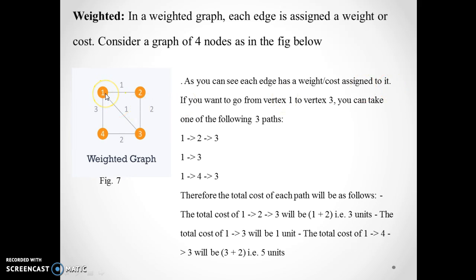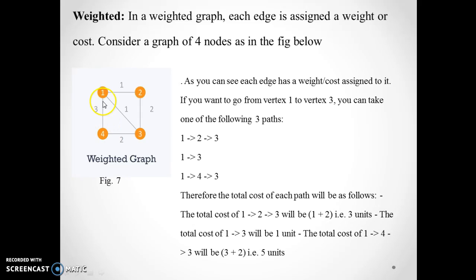If you want to go from vertex 1 to 3, you can take any of the paths. For example, to go from 1 to 3, there are 3 paths available. That is the path from 1 to 2, 2 to 3. Second path is directly from 1 to 3. One more path, that is 1 to 4 and 4 to 3. And each path or each edge is assigned some weight value. Now, if you count, the total cost of each path will be as follows.